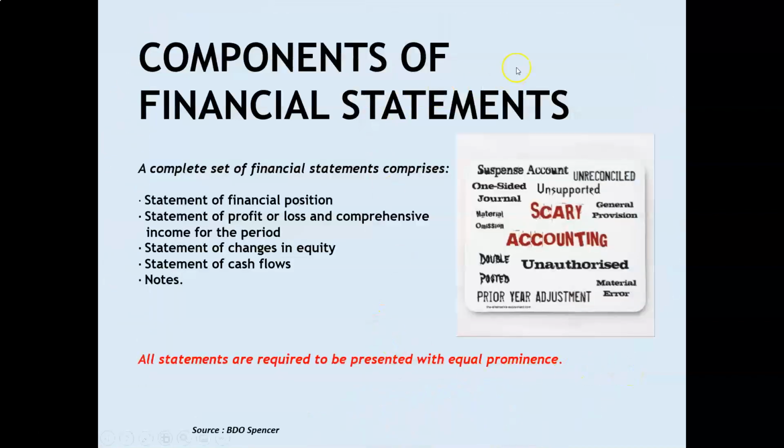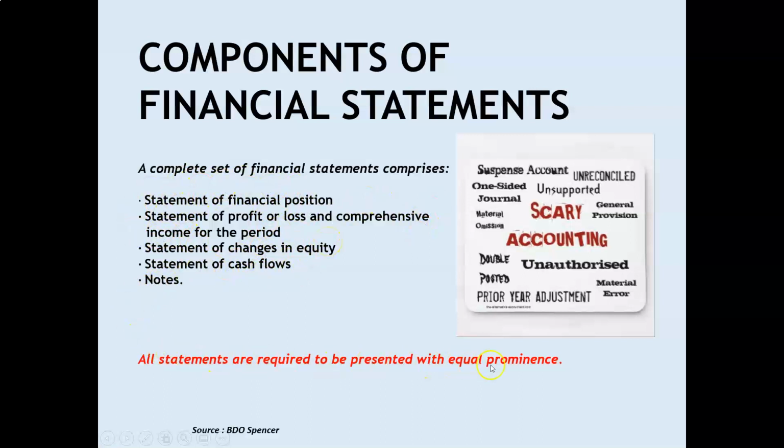Components of financial statements. A complete set of financial statements comprises a statement of financial position, a statement of profit or loss and other comprehensive income for the financial period, a statement of changes in equity, and that will also be for the full financial period, a statement of cash flow, also for the full financial period, and all notes that actually explain the items that have been shown in either one of these statements.